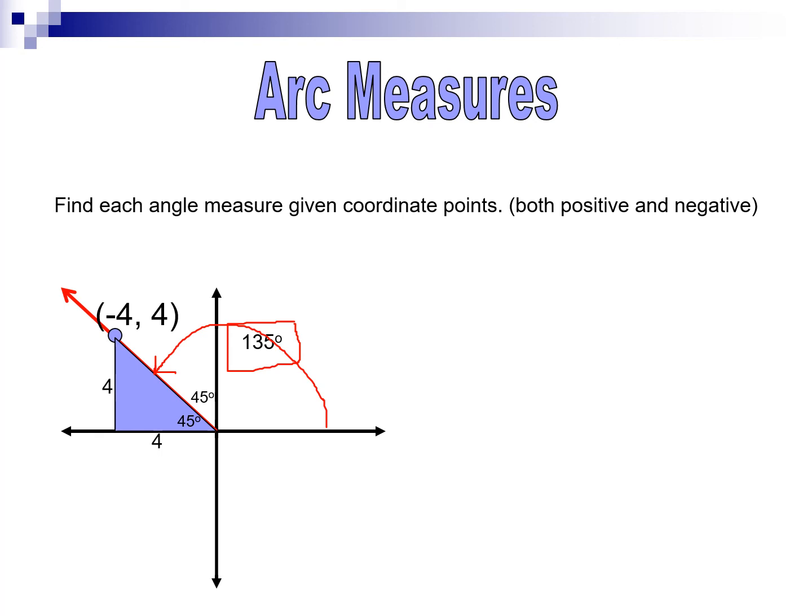Now it also says in the directions to find the negative angle. So to go from here this way, that's also easy to do. You just have to take 360 and subtract 135. And that should give you negative 225 in the negative direction.